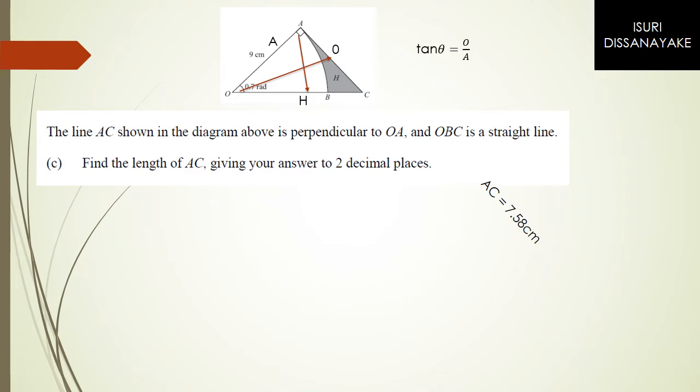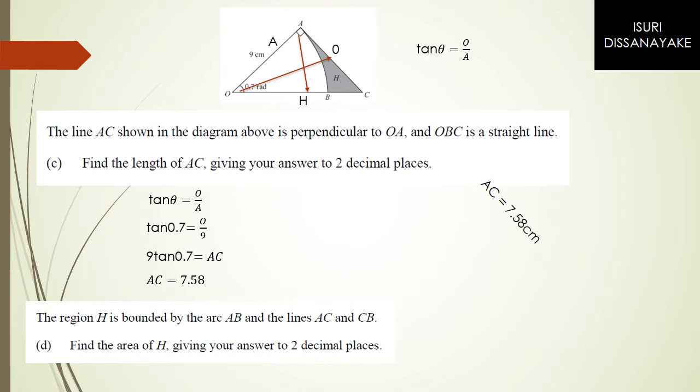So we want to find the length AC, given the length OA, which is the adjacent side. So we can use the tan ratio, which is opposite divided by the adjacent. Tan 0.7 equals opposite divided by 9. Please change the mode of the calculator to the radian mode. And when you simplify, AC is equal to 7.58.